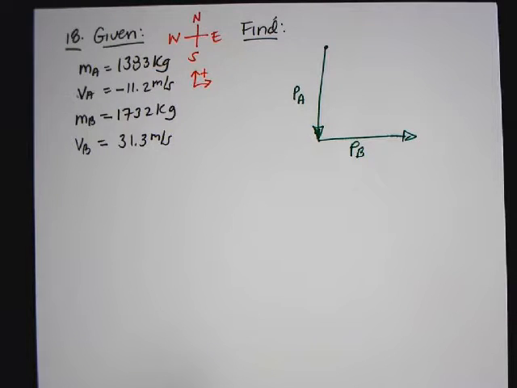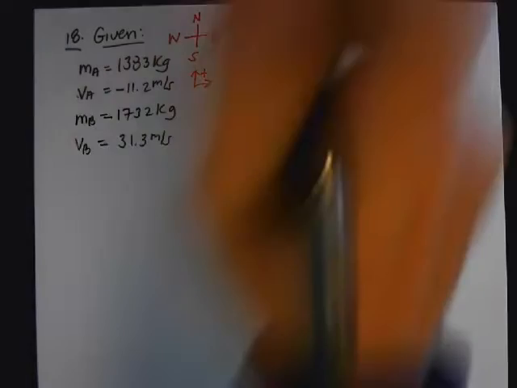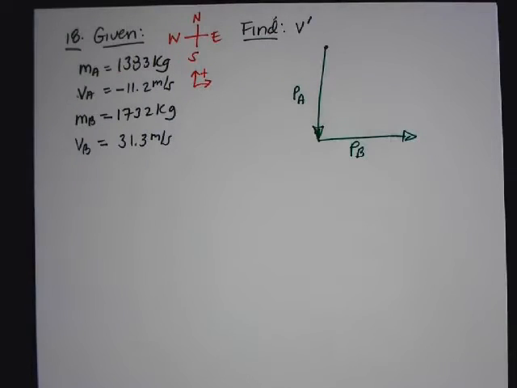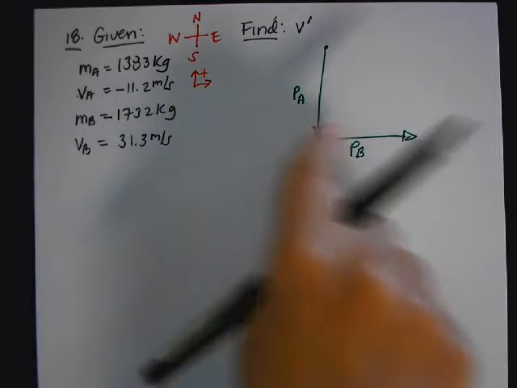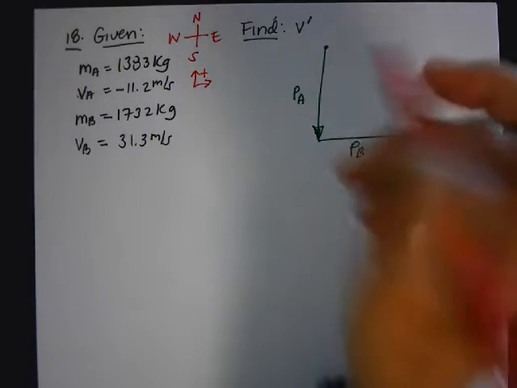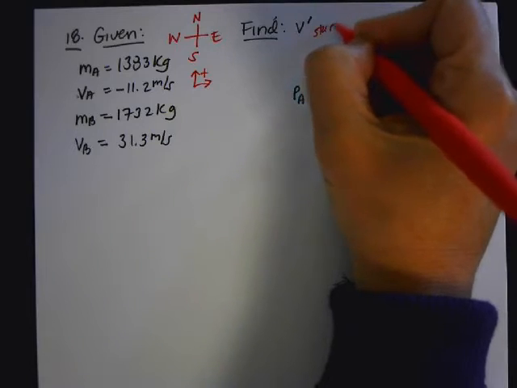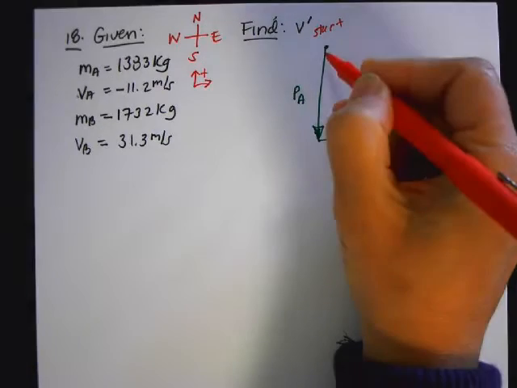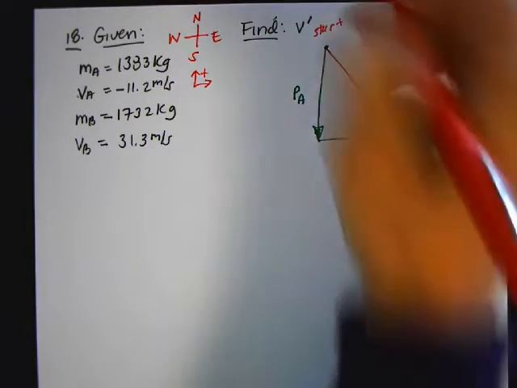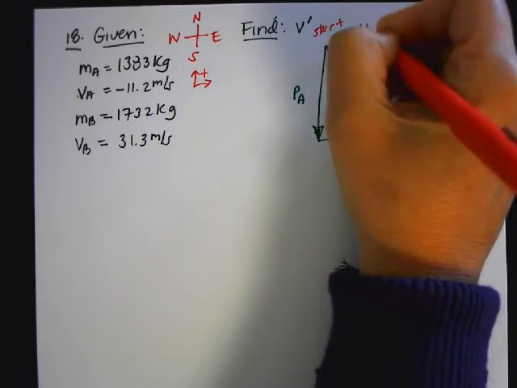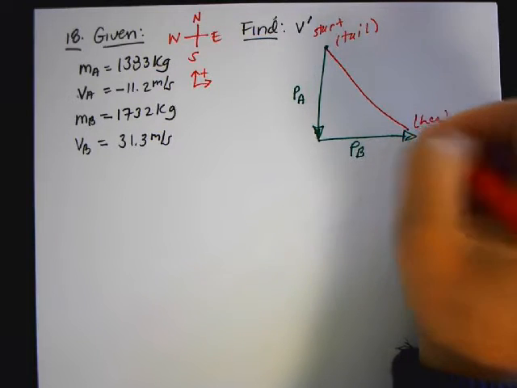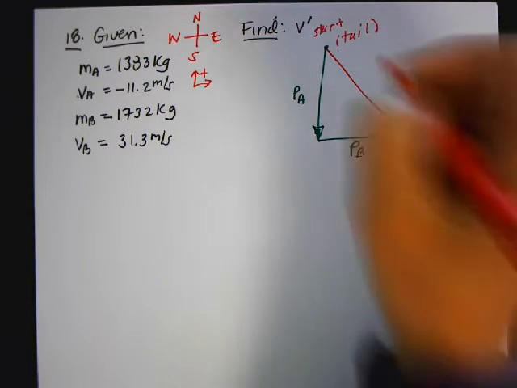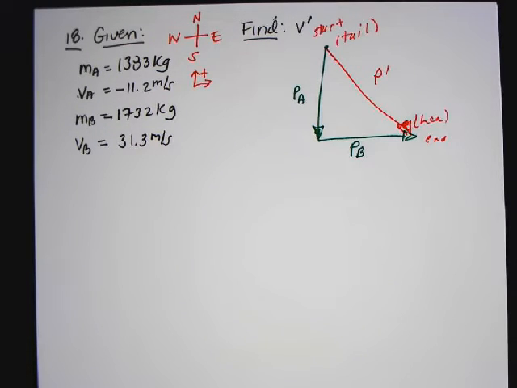So then the question says, how fast and in what direction do they immediately move after the collision? So what I'm finding is V prime, because they're going to stick together. So I have two vectors, head to tail, and I want to find the resultant. This is where I start. This is where I end up. So from where I start to end up, I draw a line. Where I start is always going to be the tail, and where I end up is going to be the head. So this vector here represents P prime. That's the momentum of the two cars moving together after collision.